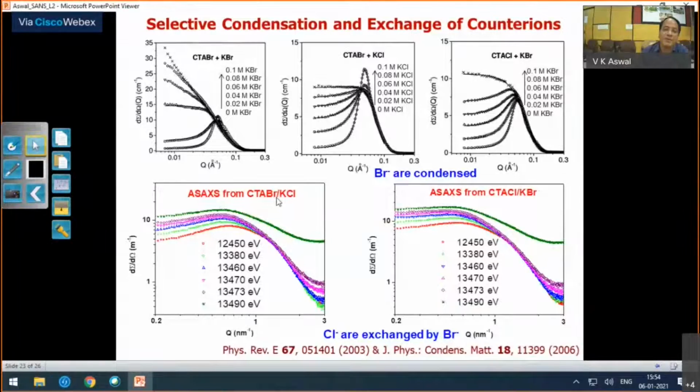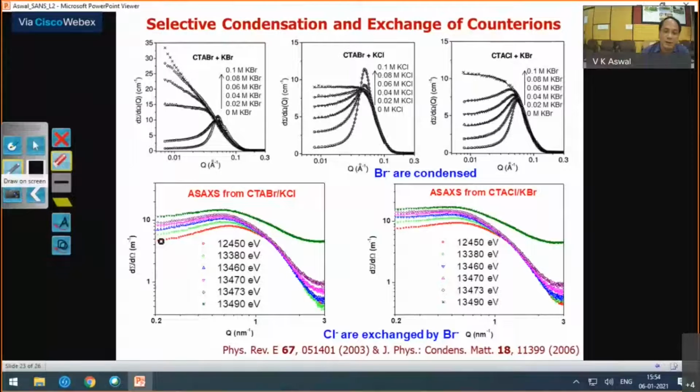And you have this system CTABr KCl. You want to see whether there is exchange of counterions or there is a selective condensation, and you do the anomalous small angle X-ray scattering, varying the energy of the incident X-ray near the absorption edge of bromide counterions, and then you see some change. That is because there are some bromide counterions there.